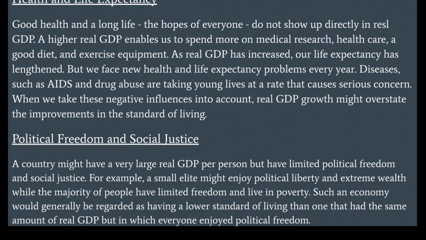Political freedom and social justice. A country might have a very large real GDP per person but have limited political freedom and social justice. For example, a small elite might enjoy political liberty and extreme wealth while the majority of people have limited freedom and live in poverty. Such an economy would generally be regarded as having a lower standard of living than one that had the same amount of real GDP but in which everyone enjoyed political freedom.